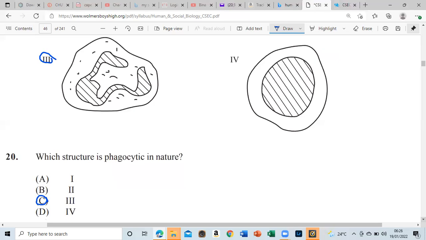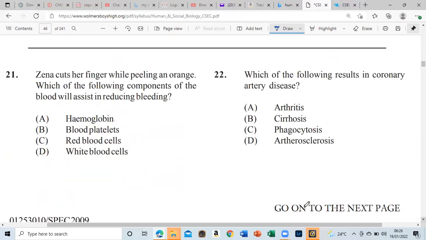And it says which structure is phagocytic in nature, and that would be C. All right, let's move on to 21. Listen to this now. Zena cuts her finger while peeling an orange. Which of the following components of the blood will assist in reducing bleeding?